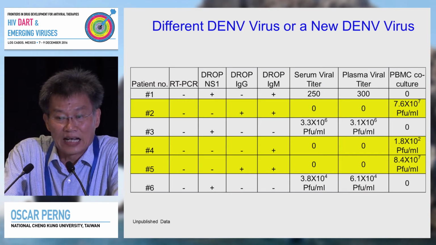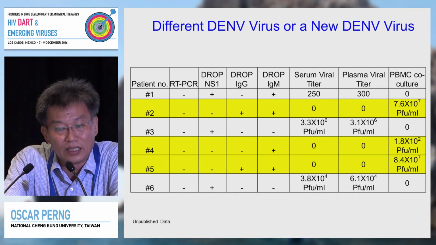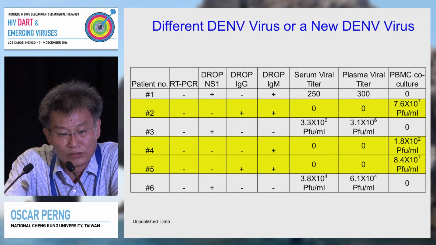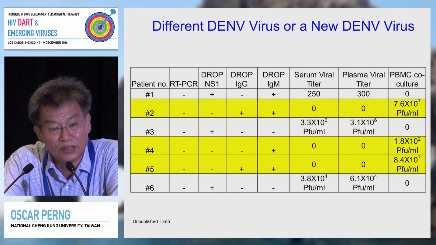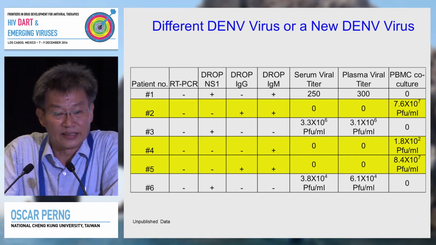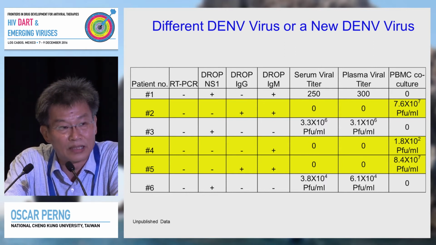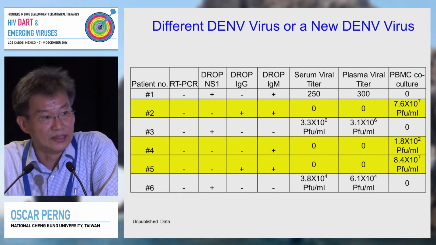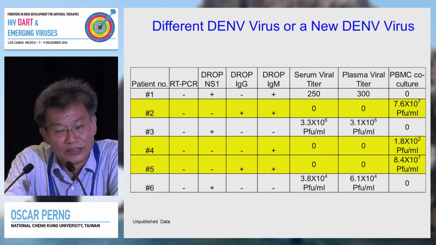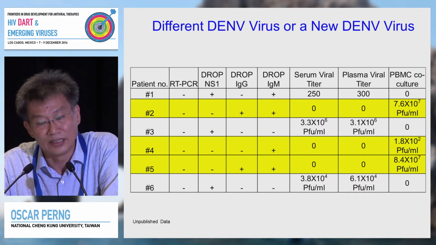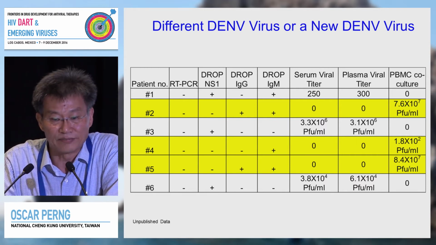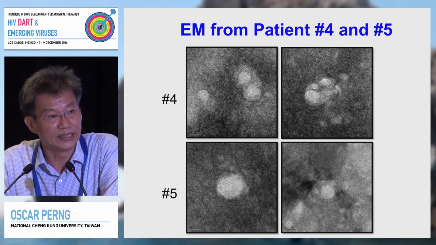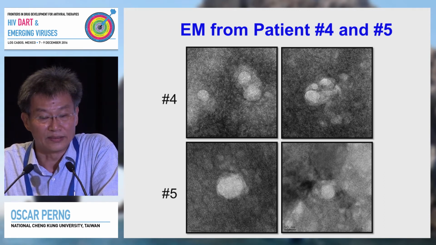But during this time, we also see some very obscure viruses. For instance, there are patients number 2, number 4, and number 5. In here, we cannot use RT-PCR to detect anything in the serum or plasma, but we can recover the virus from the PBMC, okay? It's very intriguing, only 3 patients, and very funny. So we are curious to know what these viruses are. When you look at the EM, it looks like they are viruses, okay? And well, we don't know what they are, okay?